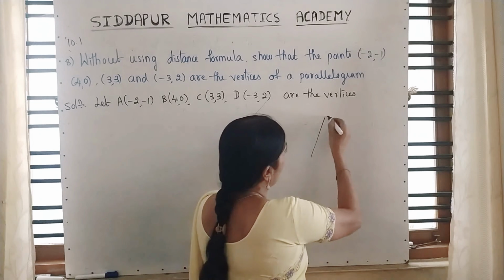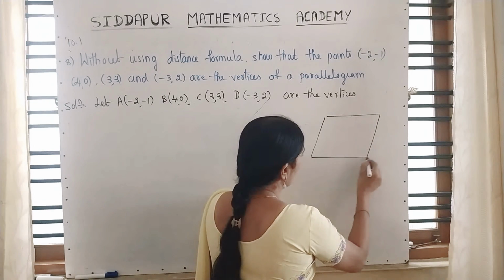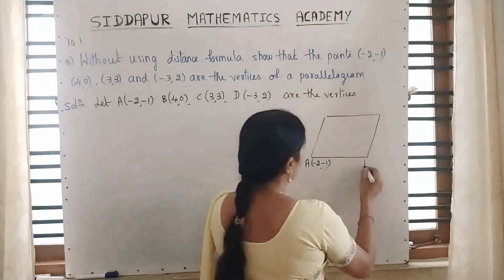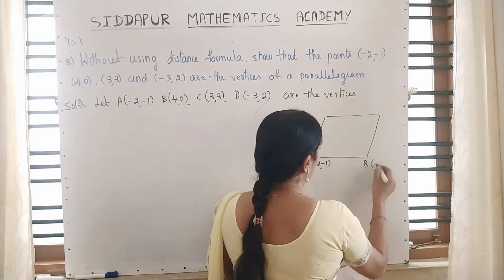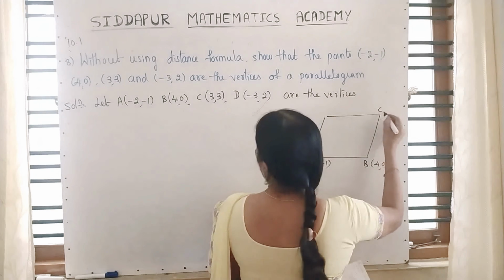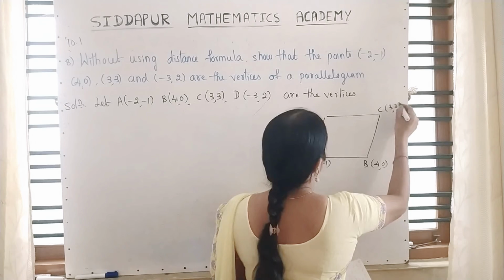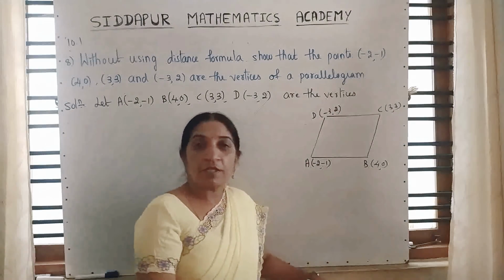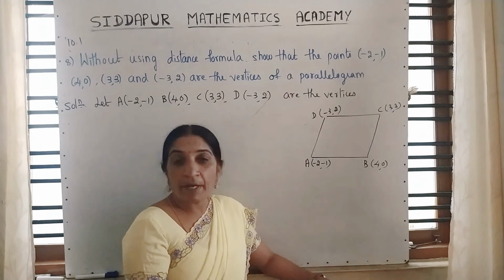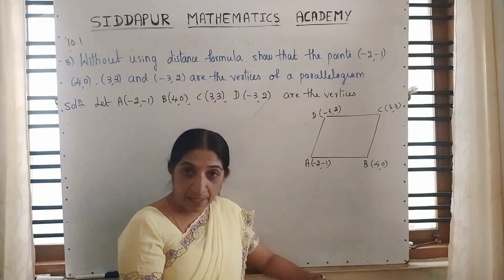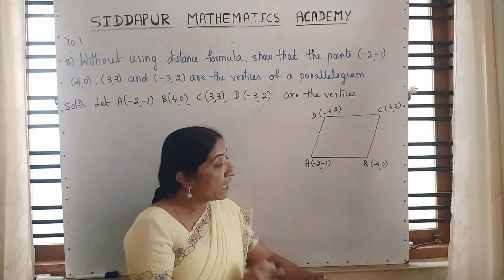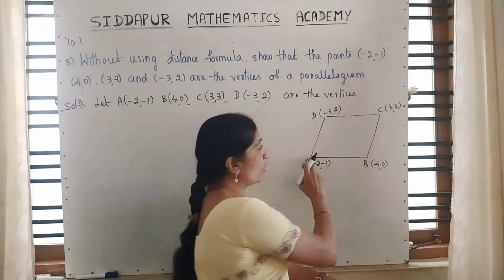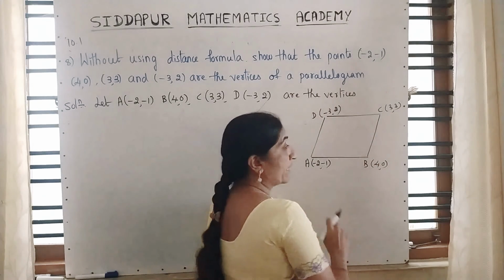See, I will give the rough figure here. This is vertex A(-2, -1), B(4, 0), C(3, 3) and D(-3, 2). Tell me, what are the properties of a parallelogram? In a parallelogram, opposite sides are equal and parallel. The diagonals are unequal and the diagonals bisect each other. That means the midpoint of diagonal AC and the midpoint of diagonal BD are the same.